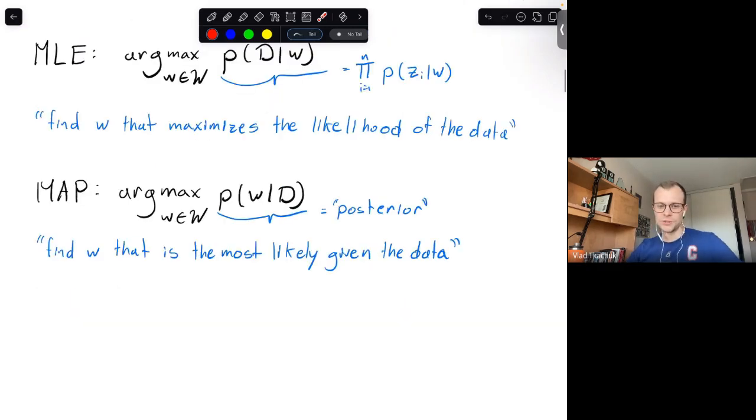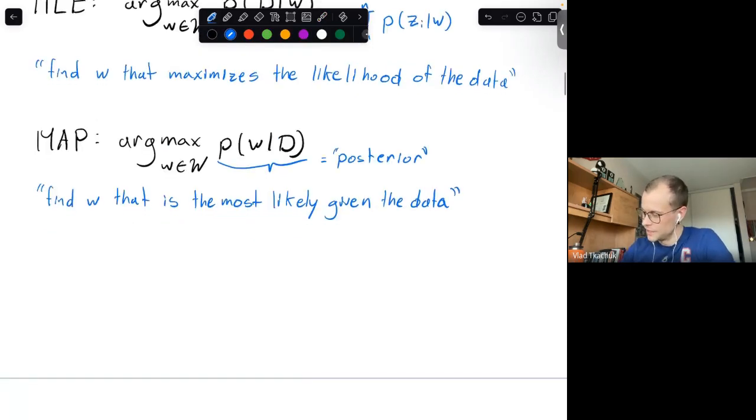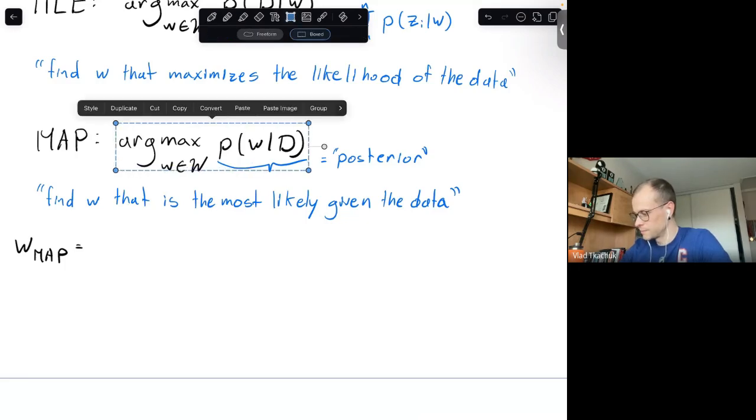Okay, so what does this actually mean, or how do we think about this term? To do this, I'm going to expand the term, and we're going to find out some details. So what does this MAP thing do? It gives you a parameter. We're going to call it W MAP, which is the solution to this argmax thing. So this is what W MAP is.